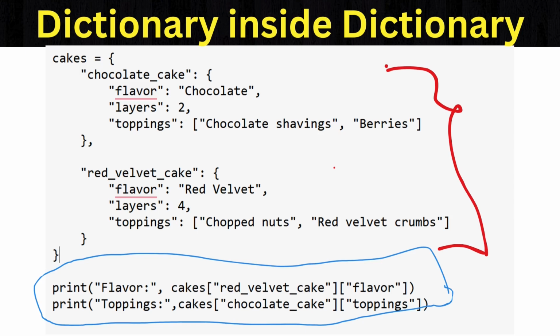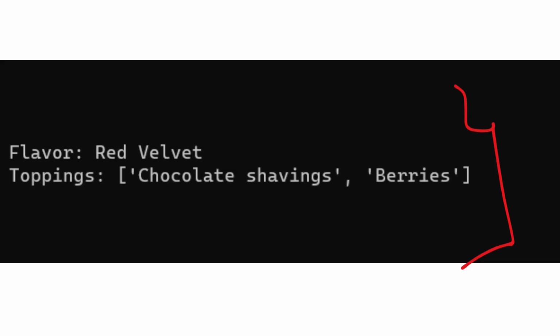Just see how to access that. In print, the first dictionary name is cakes. In that, red velvet cake, so it will go to red velvet cake. And in that, whichever key you would like to access, you just have to give the name. Here it is flavor. In the next one, we are going to access the toppings. In chocolate cake, we need the topping, so we give the main dictionary name, inside that chocolate cake, and in that the key you want to access. Here I have given toppings. See the output: flavor red velvet, and toppings of the chocolate cake, chocolate shavings and berries.